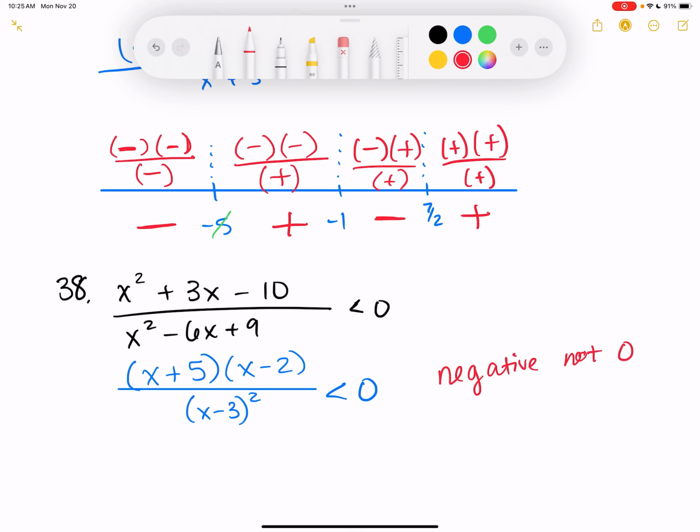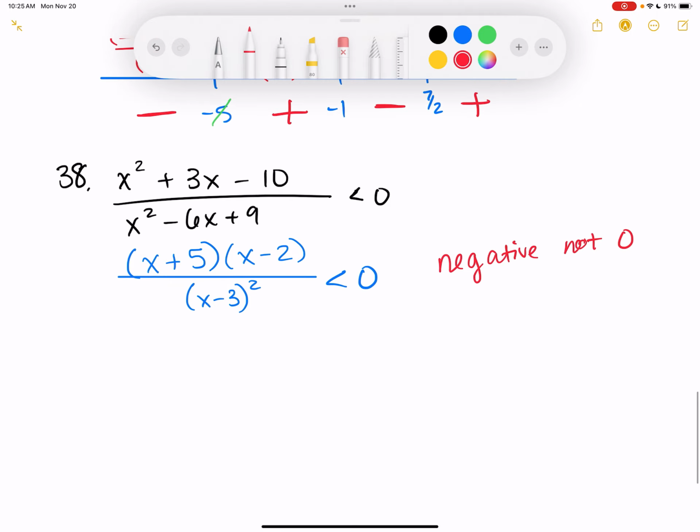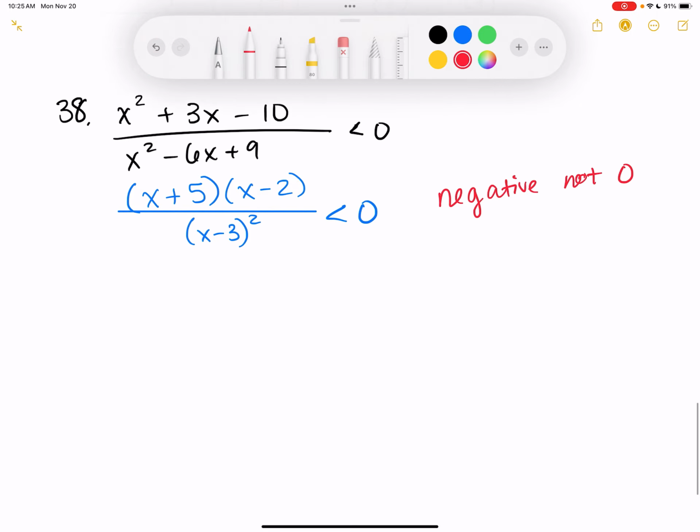So, and it's not like wrong if you don't write that. I just like to write it so that I make sure I get everything that I'm looking for. All right, so I still need to list off my zeros and undefineds because obviously that's how I set up my sign chart. So zeros are where? X equals -5 and x equals 2. And undefined? X equals 3.